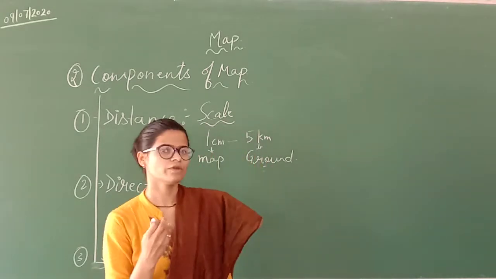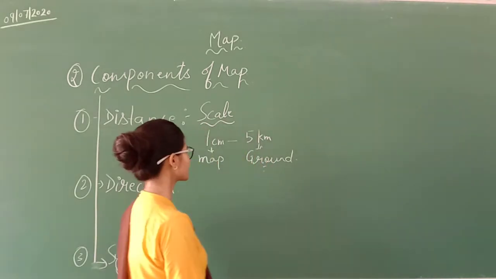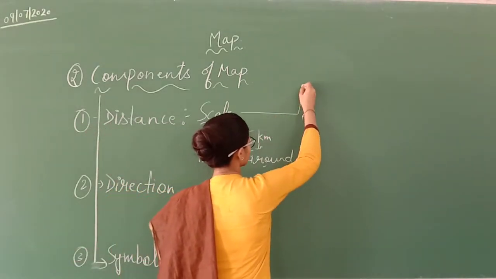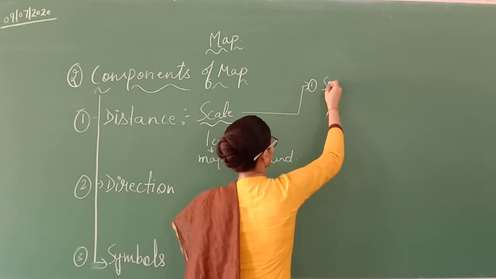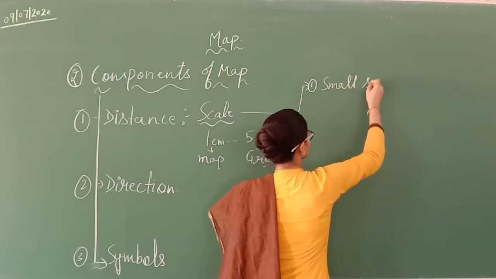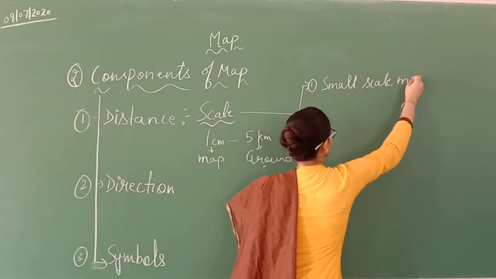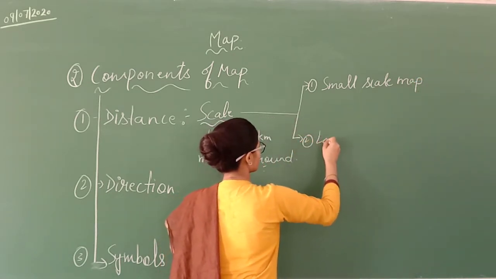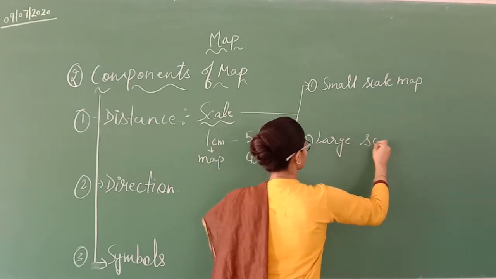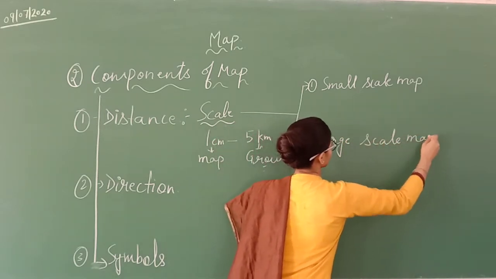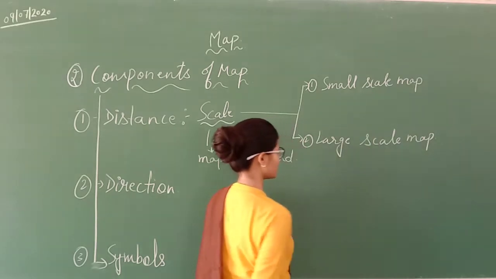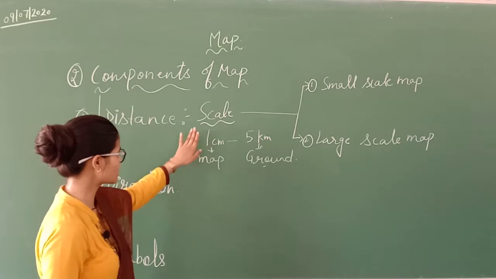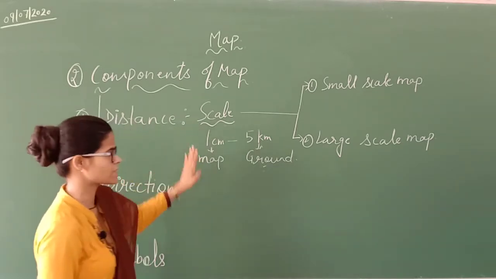Now we have two scales which are very important. What are those two scales? The first one is small scale map, and the second one is large scale map. Don't think that we are talking about that small scale. I have already told you what exactly a scale is.